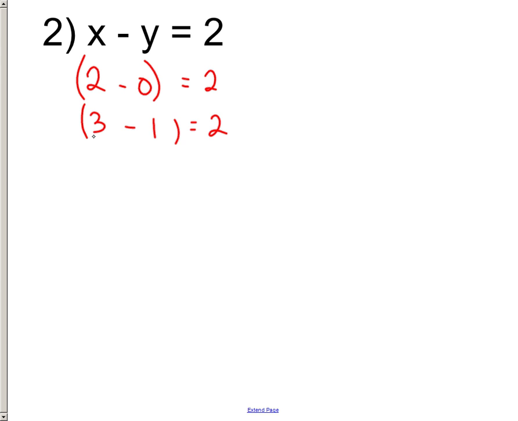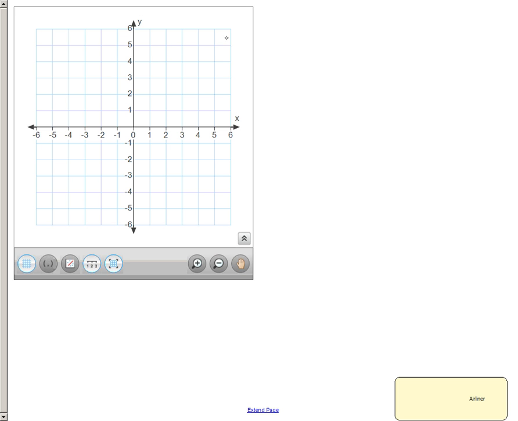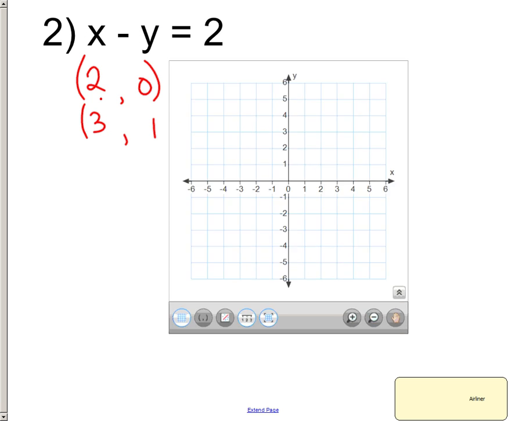And so now we're going to steal these values, the 2 and the 0 and the 3 and the 1. And instead of writing the minus sign down here, let's just change it and make it a comma, so that way that's our coordinates and that's what we're going to graph. And we already know that they're equal to 2, so let me just erase this. I would say these values, when you plug them into this equation, make it a true statement. So let's pull our graph out and let's get to graphing.